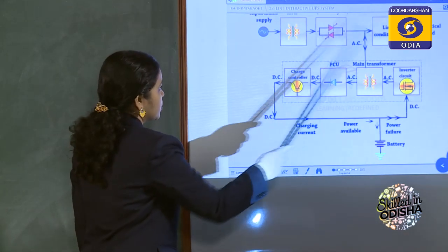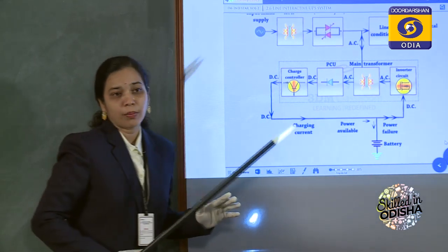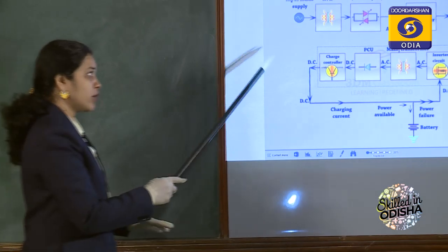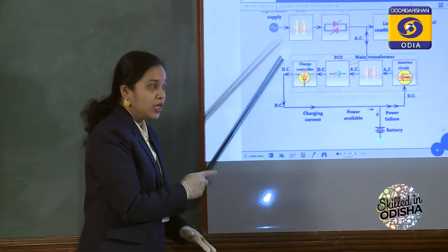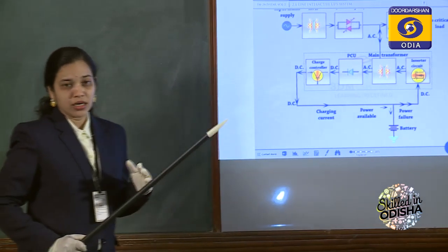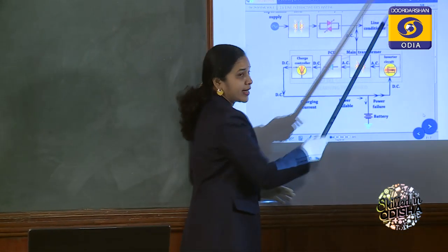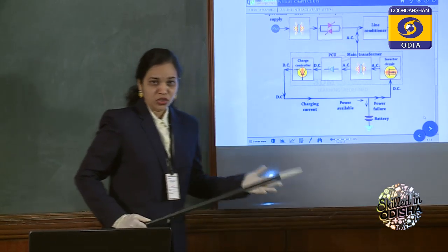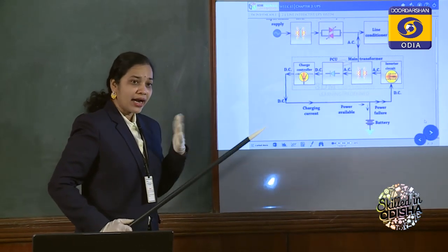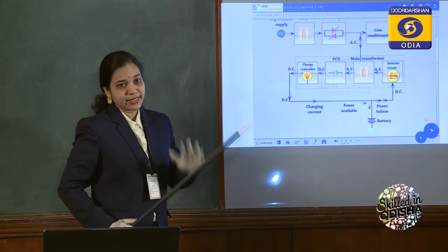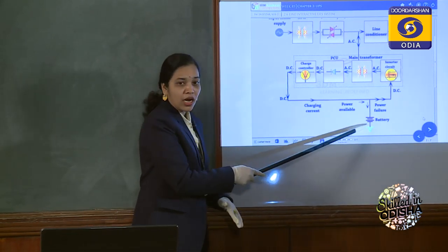So this much is the function when our main supply is on, or when we are getting our AC main source. When we are getting a continuous AC source, at that time from the AC source our critical load runs, and simultaneously at the same time we are also charging our battery.